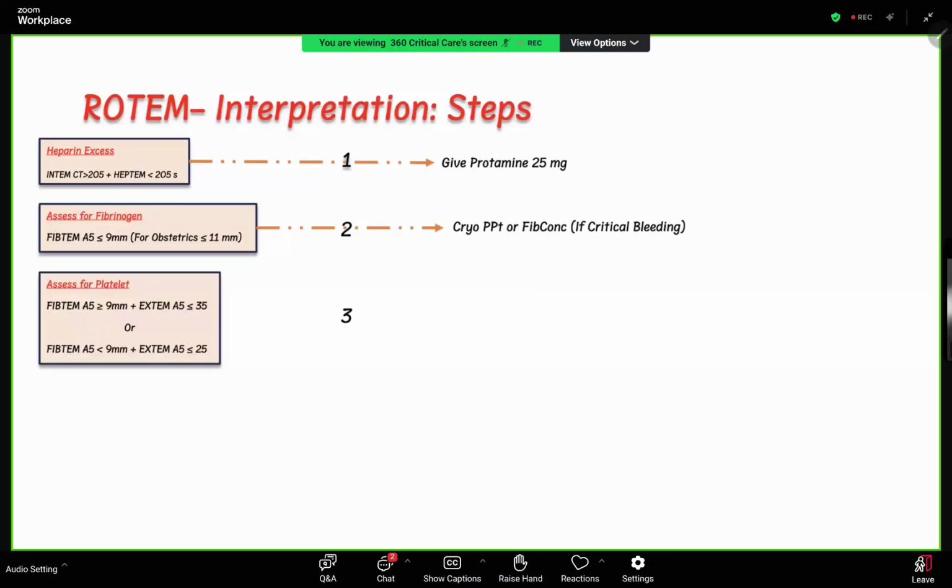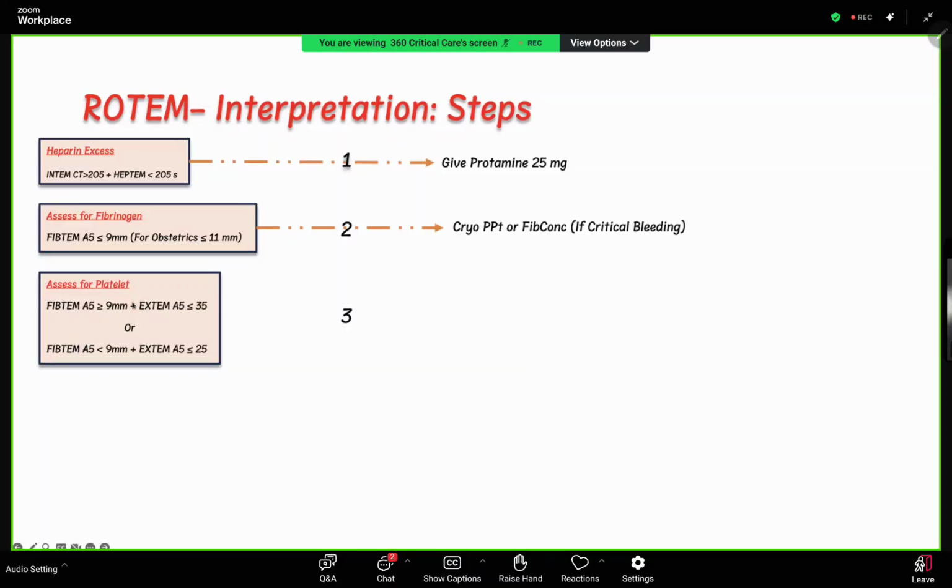But in FIBTEM, we neutralize the platelet and we look at only fibrinogen effect. If the clotting time is high both in FIBTEM and EXTEM, you know that it may be due to fibrinogen or due to platelet or both. But if the FIBTEM is normal and EXTEM is abnormal, that means there is a problem of platelet. Okay, so that's what it is.